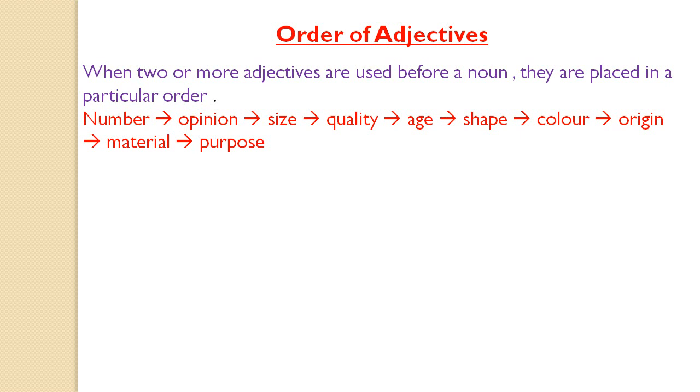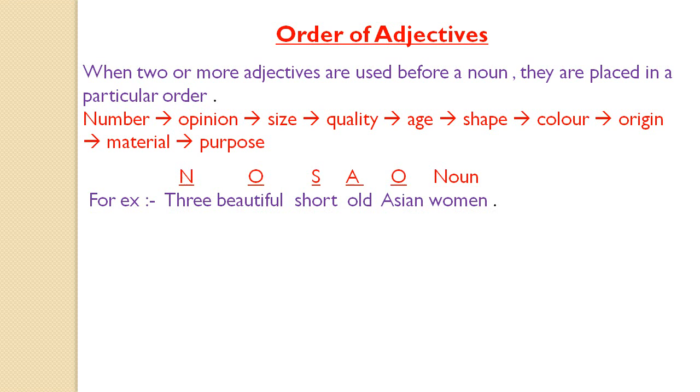I am telling you the order of adjectives that will be placed in a particular order, that is number, then opinion, then size, then quality, then age will come, then shape, then color, then origin, and after that material and purpose. If you see the example, three beautiful short old Asian women.